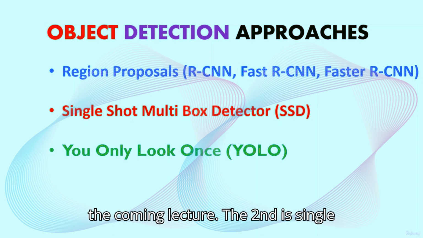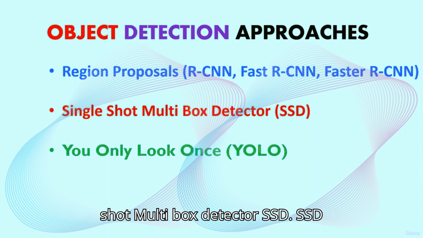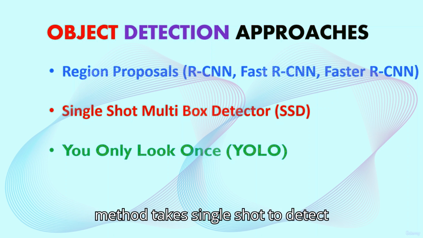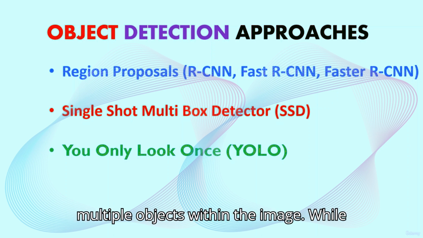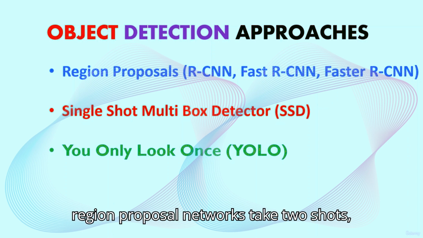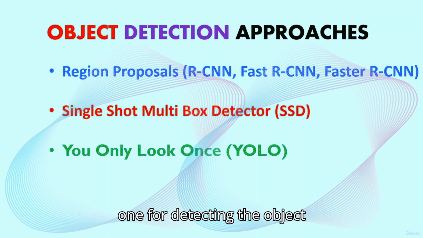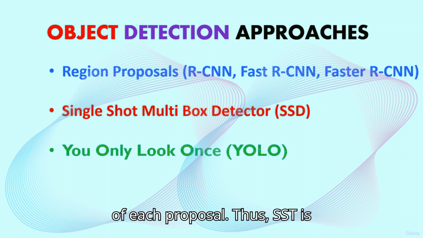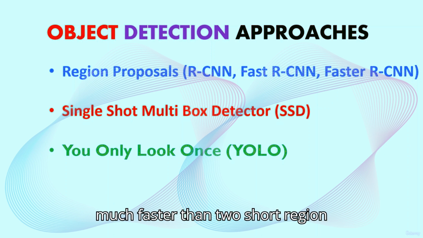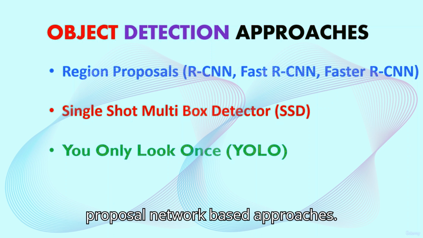The second is the Single Shot MultiBox Detector, SSD. The SSD method takes a single shot to detect multiple objects within the image, while region proposal networks take two shots, one for generating region proposals and one for detecting the object in each proposal. Thus, SSD is much faster than two-shot region proposal network based approaches.